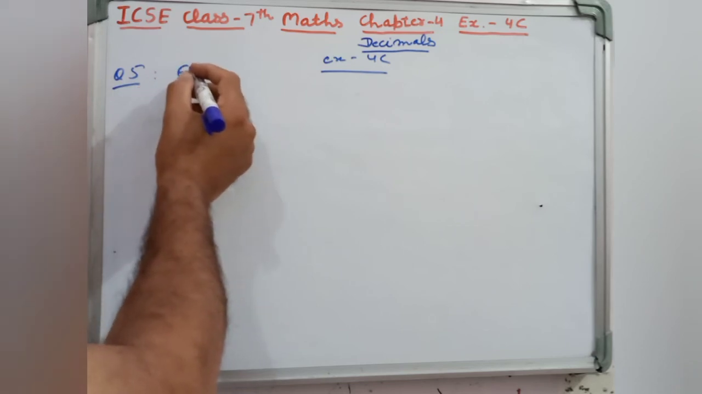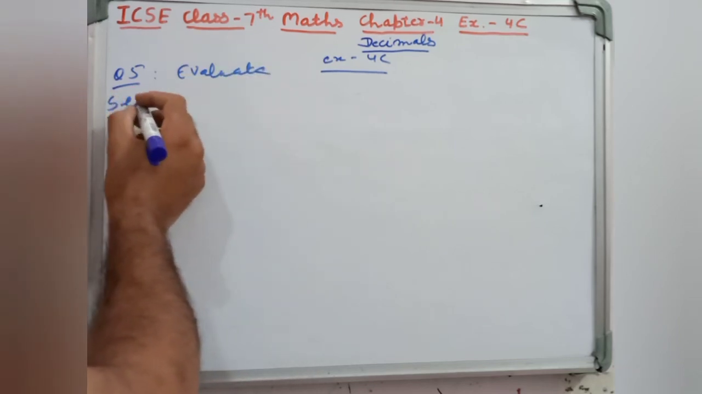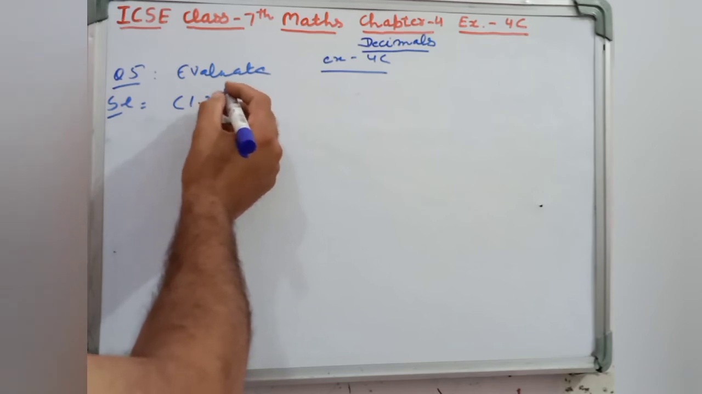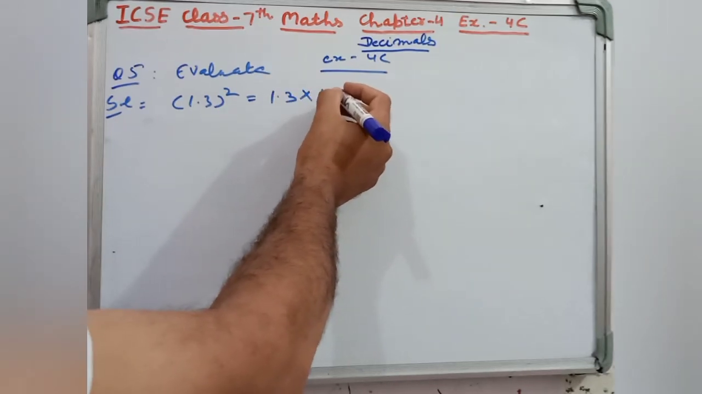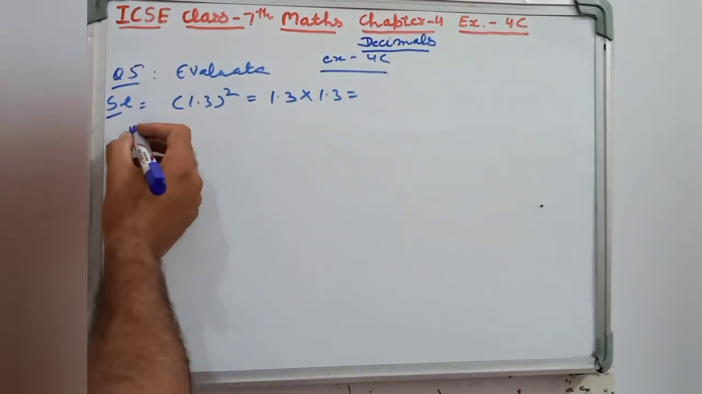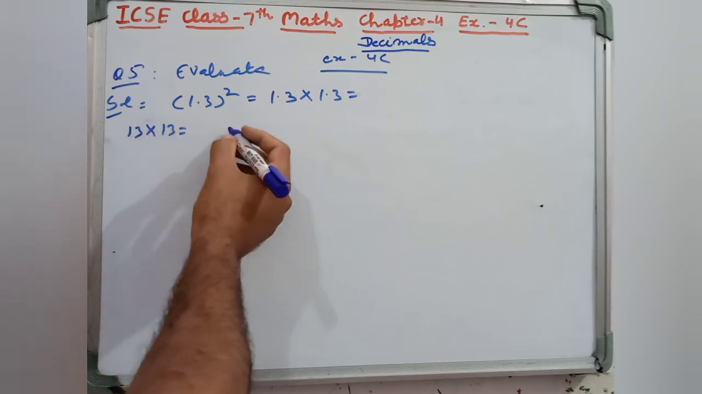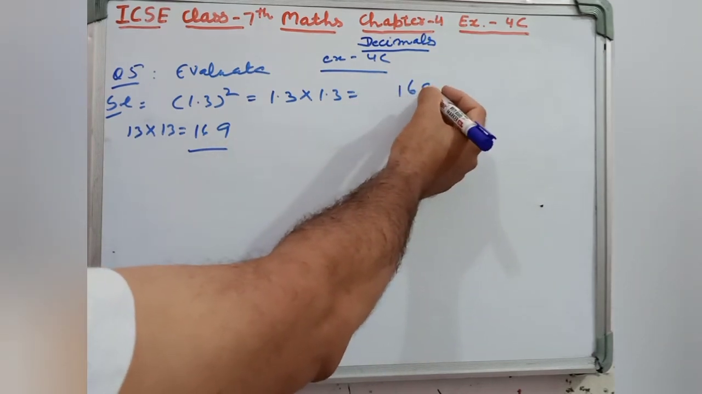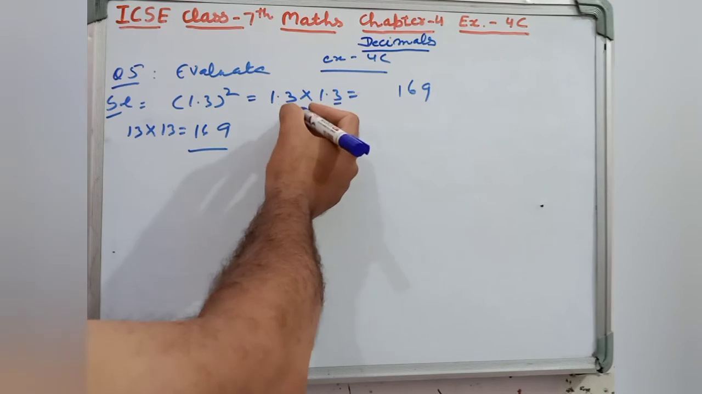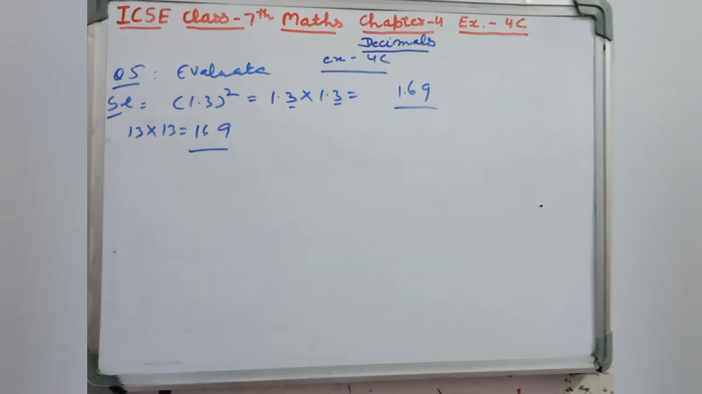Question 5 is evaluate. Solution. Evaluate 1.3 square. 1.3 square means 1.3 has to be multiplied by 1.3. So in rough you will do 13 by 13: 13 times 3 is 39, 13 times 1 is 13, plus 3, 16. So our answer is 169. Right, how many decimal places? 1, 2. We will put the decimal after 1, 2 places. 1.69 is our answer. Right.